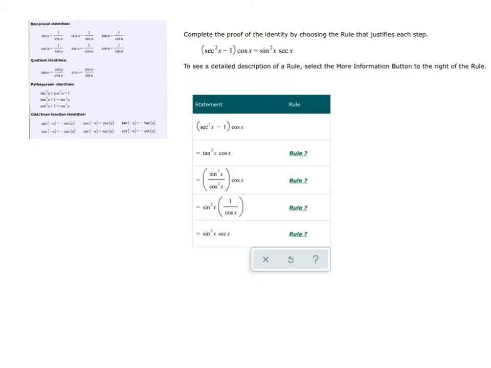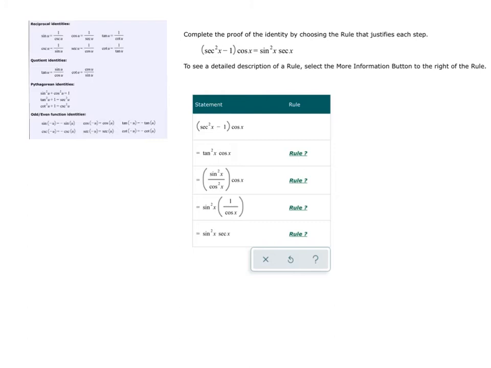All right, so in this problem, it says complete the proof of the identity by choosing the rule that justifies each step. So they show the work, but you have to determine basically the step that they took. So basically this is true. We know this is true, but they're just showing the proofs, kind of like in geometry.